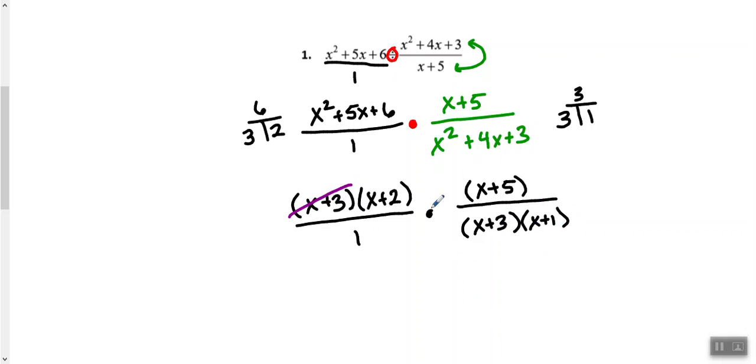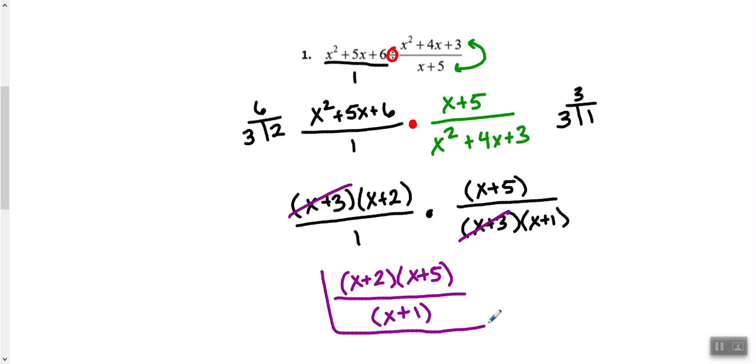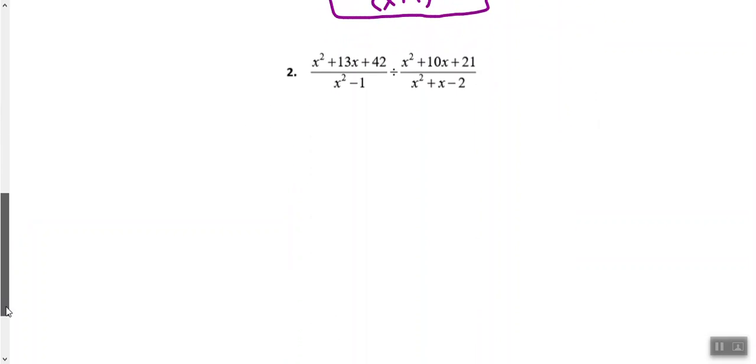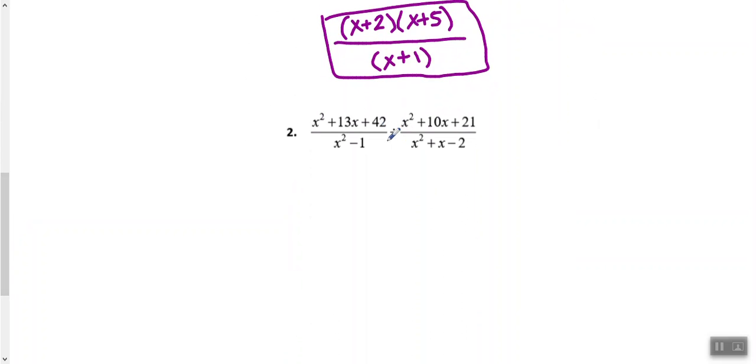And then I can cancel. So my x plus 3's cancel, and I'm left with x plus 2 and x plus 5 on the top, over. I don't need to write the number 1, and then x plus 1 on the bottom. We're going to go through another example. Remember, whenever you see division, keep, change, flip.